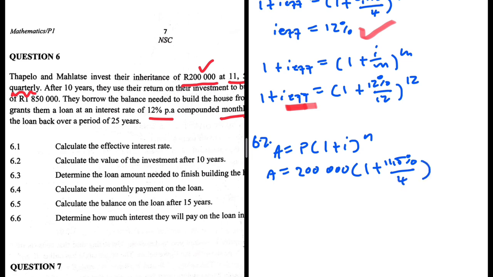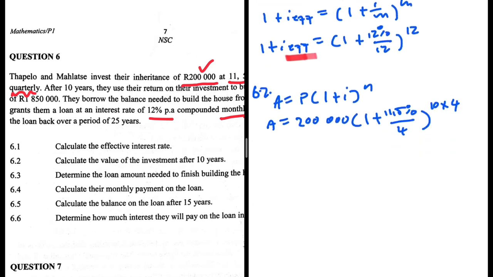And then to the power N. The number of years is 10, but it is compounded quarterly, so I'm also going to multiply that by 4. So A is equal to 200,000 times (1 plus 11.5% divided by 4), everything to the power 40.